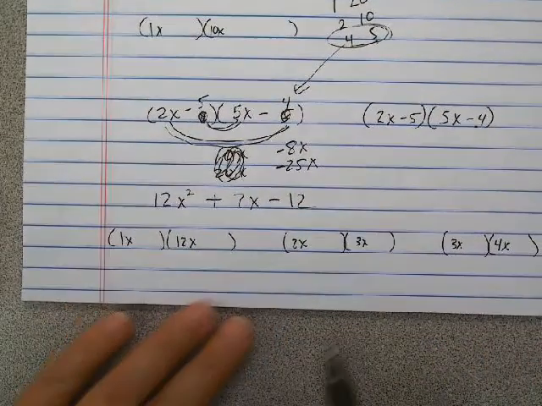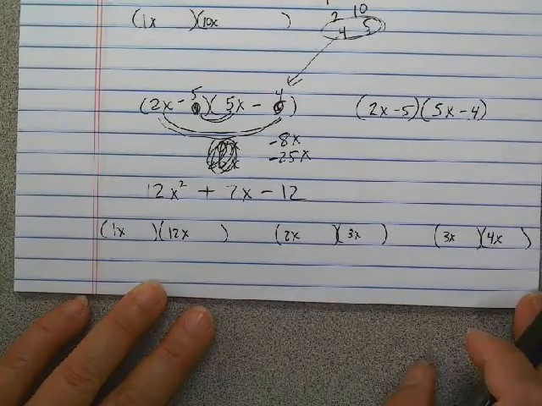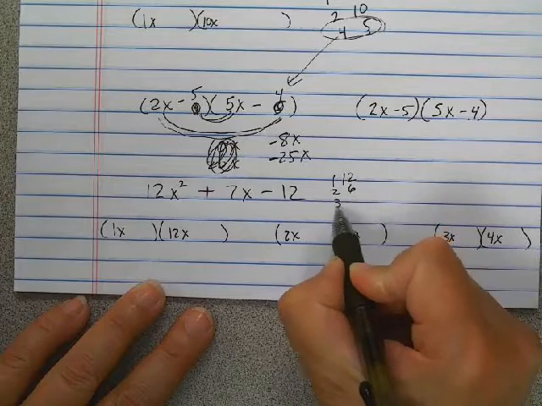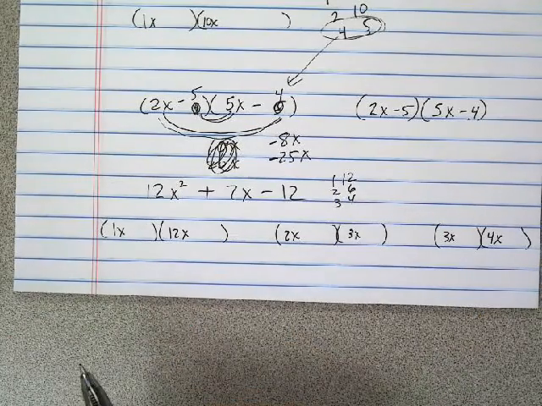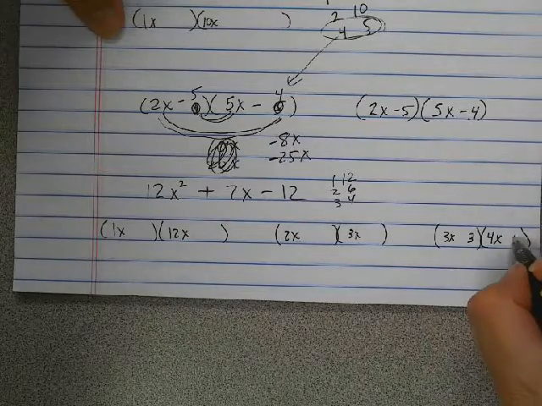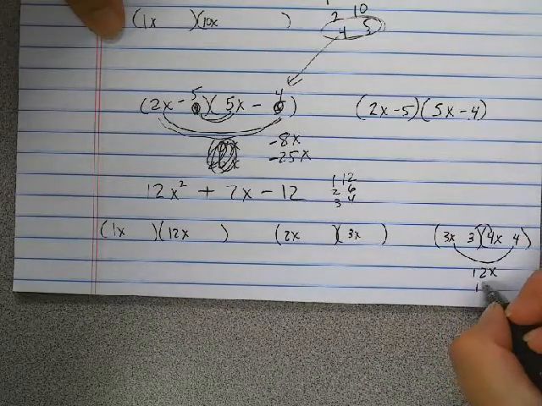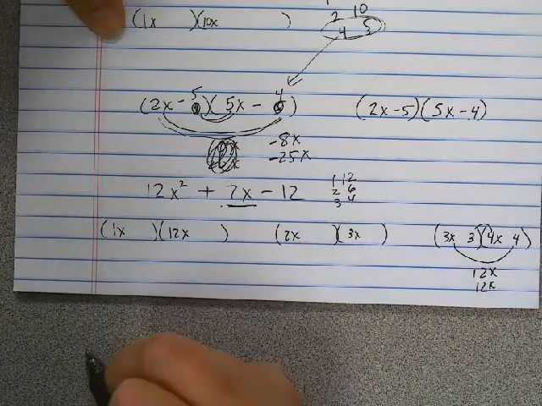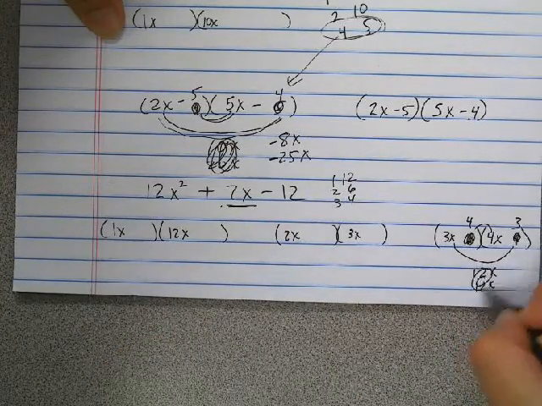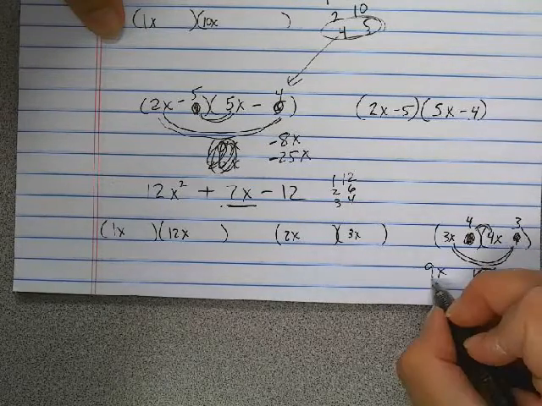I always like to start with the ones that are closer together and try those first. So I'm going to start using 3x and 4x. I know that the last numbers have to be 1 and 12, or 2 and 6, or 3 and 4. Again, I usually start with the ones that are closer together and try those first. So I'm going to try 3 and 4. This would be 12x and 12x, and that is not 7x. So I'm going to switch my numbers and put 4 and 3. This would be 9x, and this would be 8x.